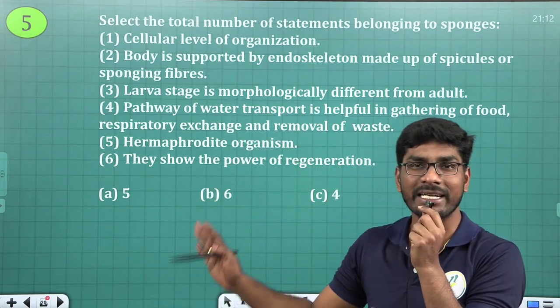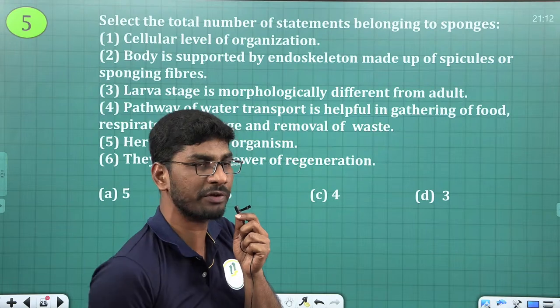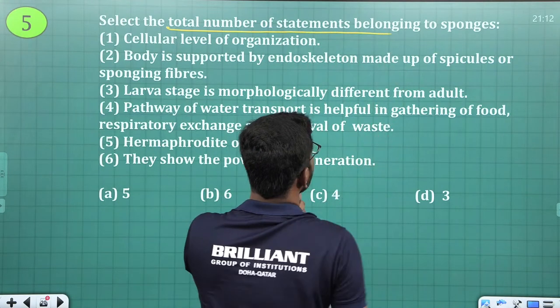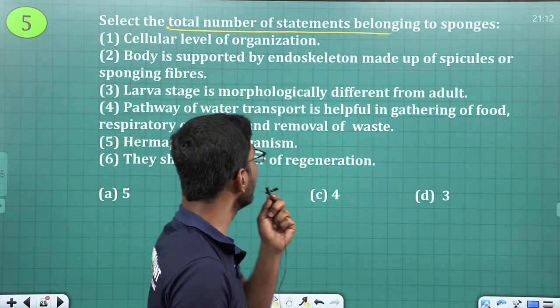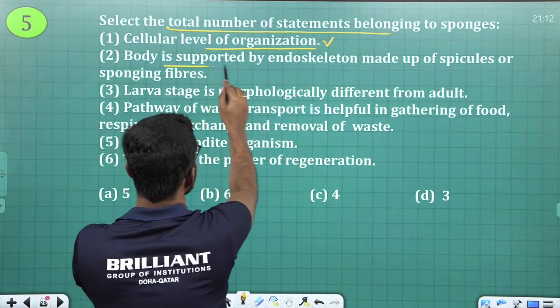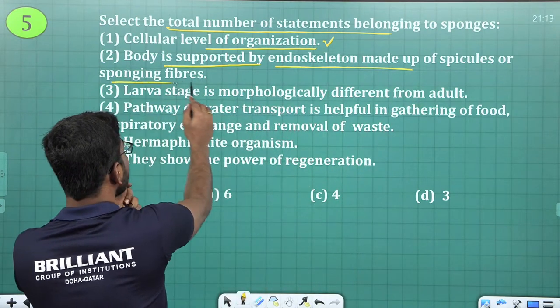This question is about the characteristic features of Porifera. They are asking how many characteristic features are appropriate and correct for Porifera. Number one, select the total statements that belong to sponges. Sponges are Parazoa. Yes or no? That means Porifera. Point number one, cellular level of organization. Correct. Body supported by endoskeleton made up of spicules or spongin fiber.